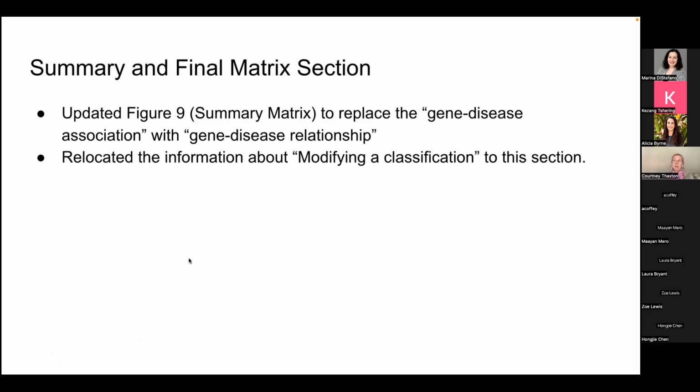And for the final summary and matrix section, we did just update the figure 9, again, based on the updates to the title to replace the gene disease association, because we prefer the word relationship or related rather than association. And we also want to let you know, we relocated the information about modifying a classification to this section because it worked better with the flow. So if any of your groups are considering modifying a classification, it is moved further down in the SOP, but you'll still be able to find it and understand what you need to do to use that particular function within the GCI.